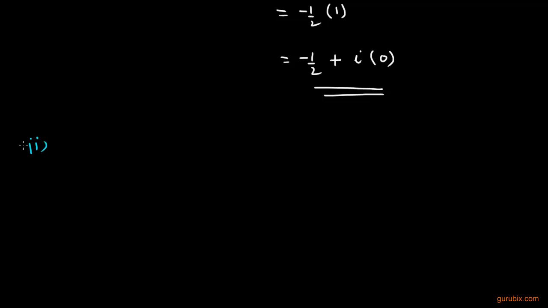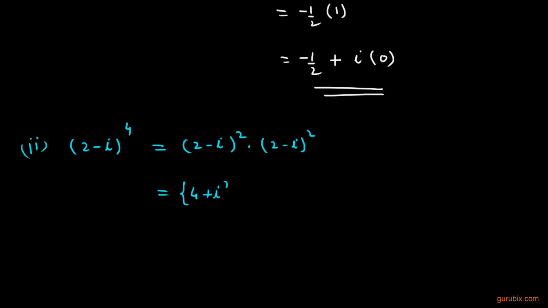In second part we are given 2 minus iota raised to the fourth power, whole value raised to the fourth power, and we can write it as 2 minus iota squared times 2 minus iota squared. And if we expand this value, then it will be 4 plus iota square minus 4 iota, same as here, 2 plus iota square minus 4 iota.